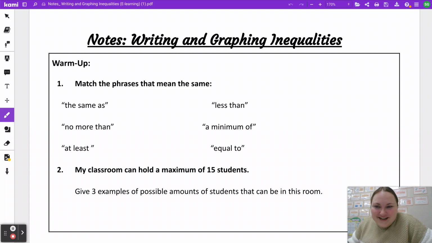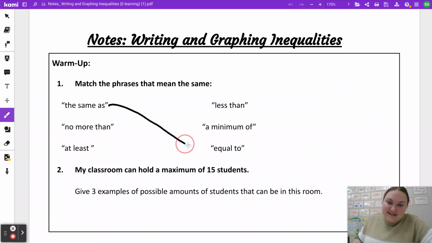Alrighty. Hopefully you have tried numbers 1 and 2. Number 1 is asking you to match the phrases that mean the same thing. So on the left, we have the phrases the same as, no more than, and at least. And we're matching those with less than, a minimum of, and equal to. The first one we have, the same as, means the same thing as equal to.